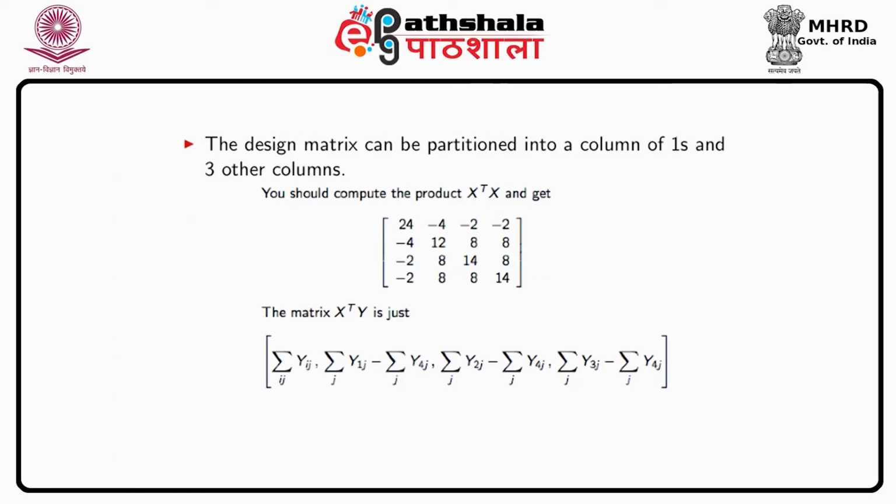Now the design matrix can be partitioned into a column of 1s and 3 other columns corresponding to alpha 1, alpha 2 and alpha 3. So we first compute the product X prime X, which is the product we need to find the estimate of the beta or the coefficients, and we get the following matrix. So the matrix X prime Y, which comes next, is calculated as follows.